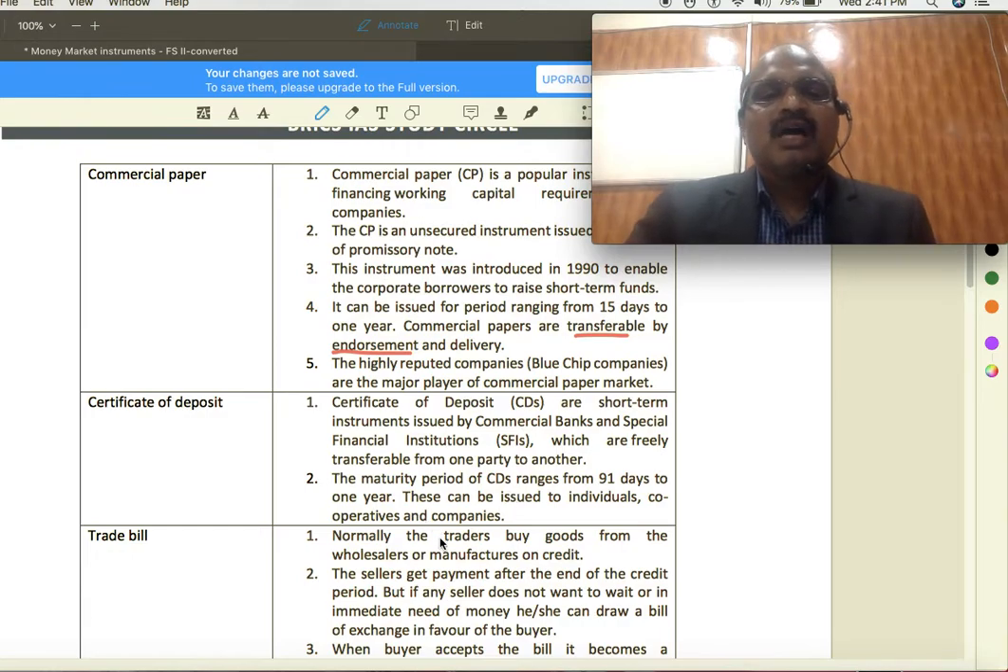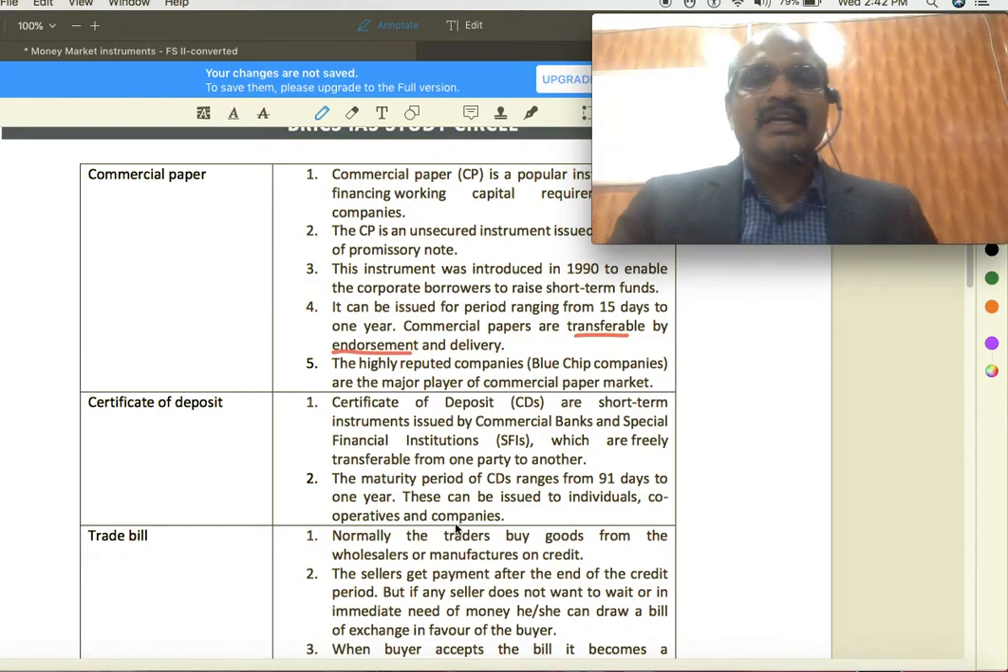That means I want to invest money in the bank. So I can take a promissory note from the bank called a certificate of deposit. I gave 25 lakhs. I got a CD worth 25 lakhs on which interest and maturity are mentioned. So if I want money in between, I can also sell it. The maturity period ranges from 91 days to 1 year maximum. Clear? This is what.